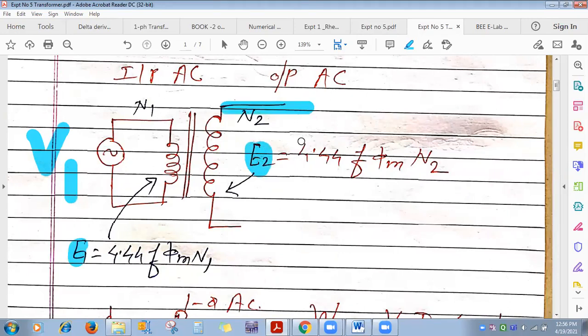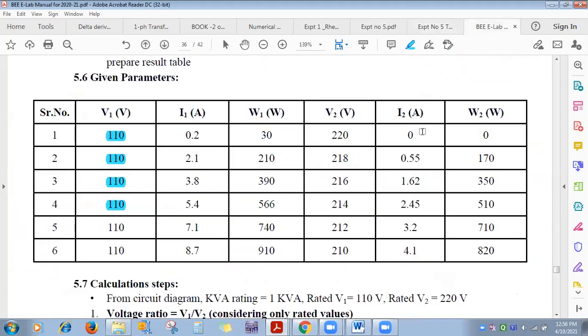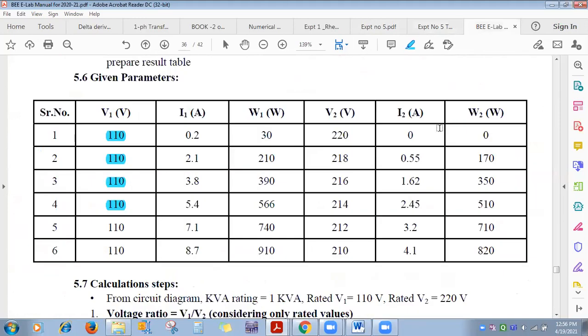Now the secondary is open. That's why you can see in the observation table for the first reading I2 is 0, because the secondary is open and no current is flowing through the secondary. That's why power consumption on the secondary will be 0. So for the first reading, I2 and W2 both are 0.